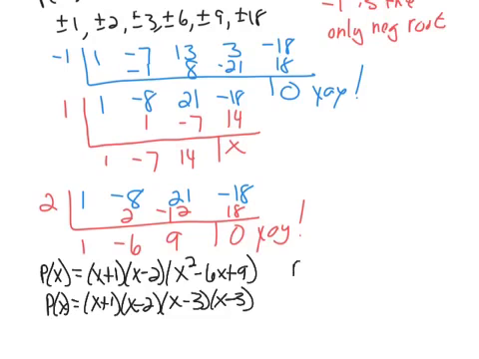So the roots in this case are negative 1, 2, and then a double root at 3. And that's how you find them, using all the tools that you have, the rational root theorem and Descartes' rule of signs, and then synthetic division.